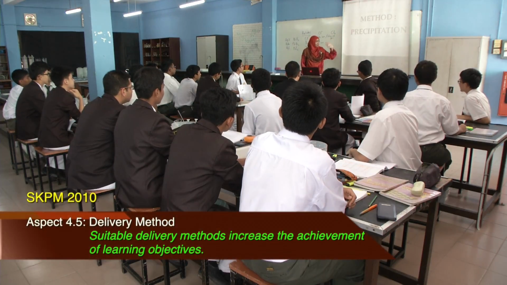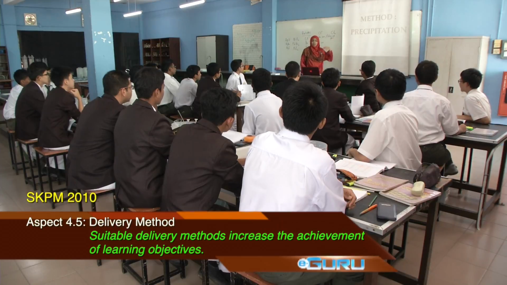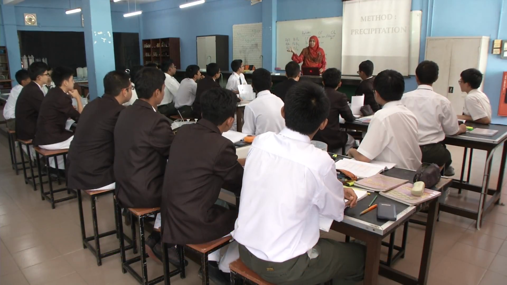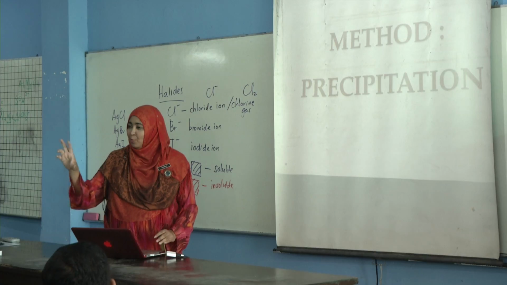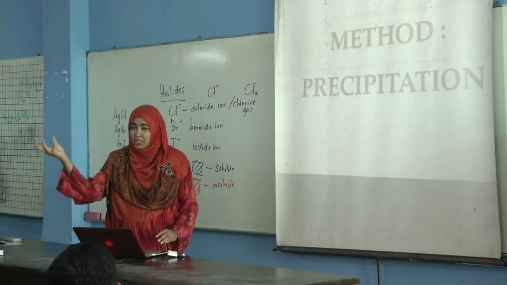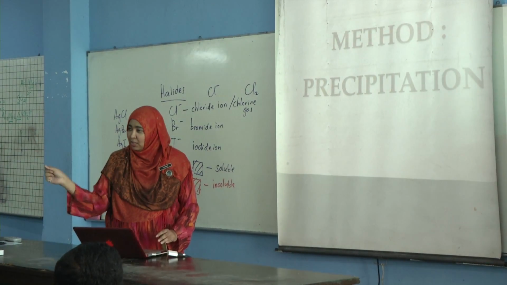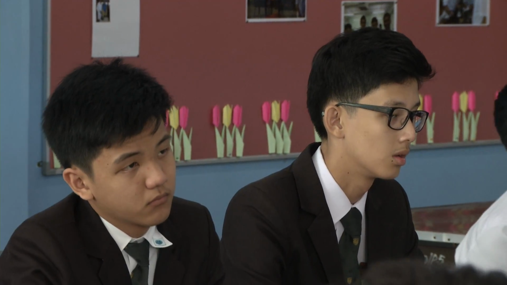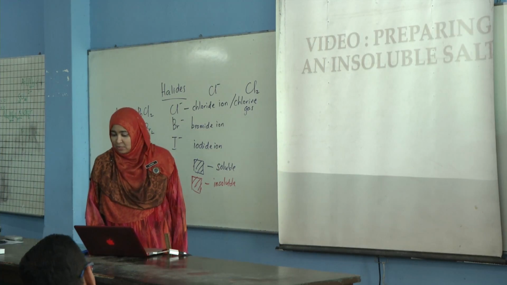Precipitation. Okay, why is it precipitation? Because it's forming an insoluble salt. So a precipitate is formed in the beaker. Then after that you have to filter, and once you filter, you will get the precipitate or insoluble salt in the filter paper. Okay, so now I'll show you a video of how to prepare the insoluble salt.